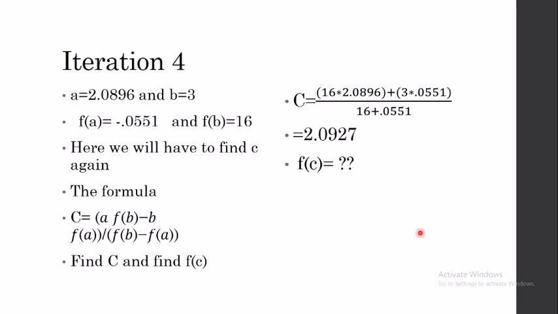So now we are at iteration 4, and the value of C, or the approximate root of the function, is 2.0927. Okay, but this is not enough. If you find out f of C, you might get something less than 0, or it might be greater than 0, but it won't be equal to 0. So again, as I said in bisection method, the first rule is that f of C should be equal to 0 or approximately equal to 0. It doesn't mean that it should be exactly 0, but approximately 0. That means it should be a very small value.